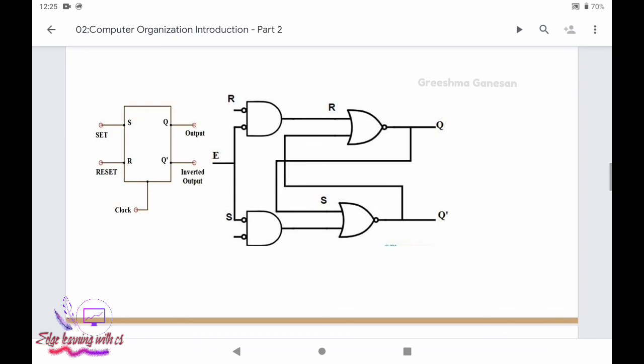And one more line indicates that whatever output we get on the line Q is passed to the second NOR gate again. So the output Q will be passed to the second NOR gate. Then what about Q complement? You can see the output Q complement is passed to the first NOR in this diagram.